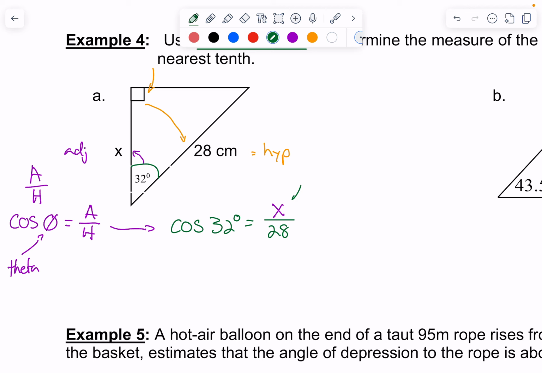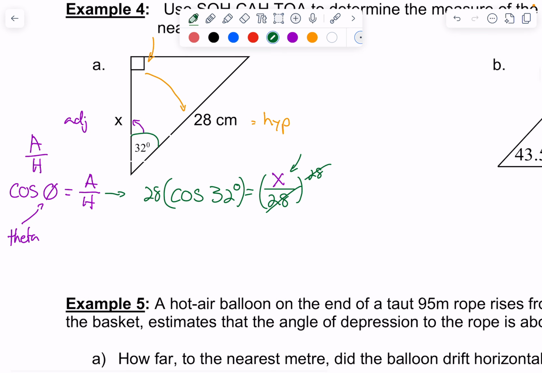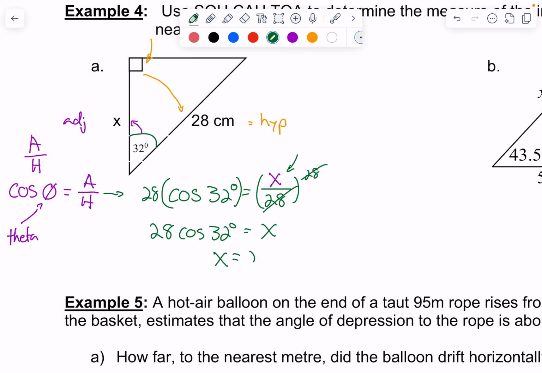Now we're isolating for this x, so multiply both sides by 28. These cancel, and you get 28 cosine 32 degrees, and that is equal to x. So 28 times cosine 32 gives you x is 23.75. And the units are centimeters.